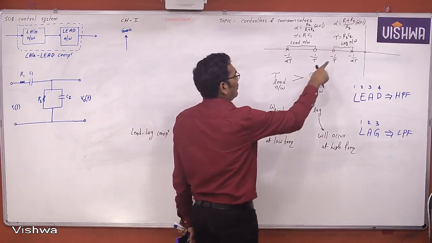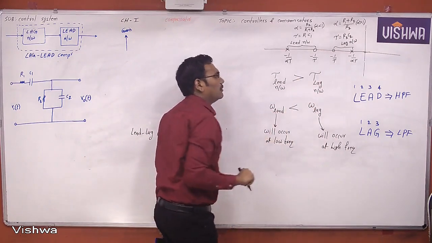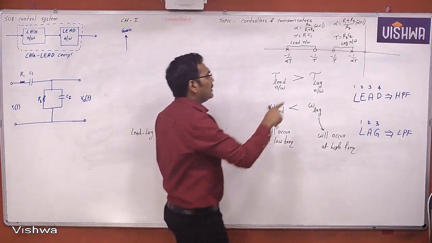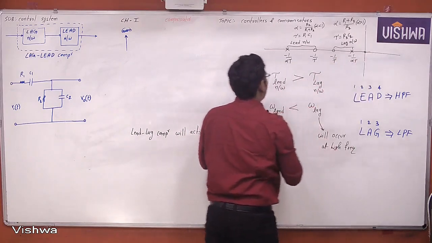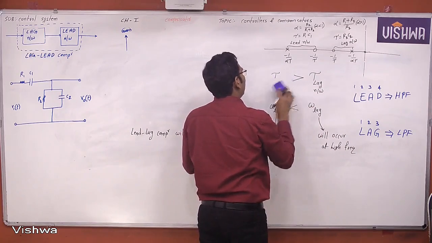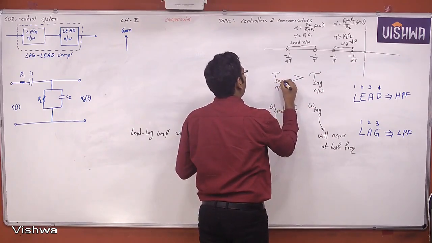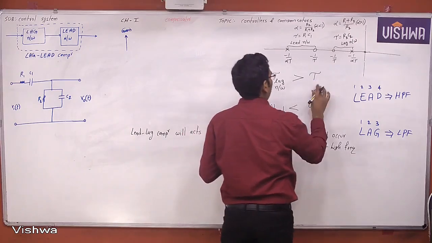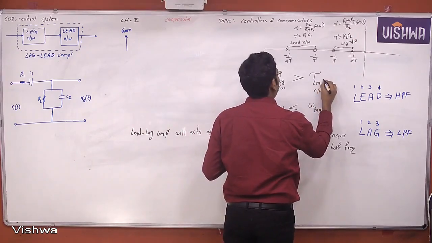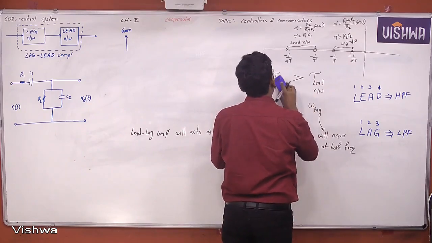Now see here, which network is nearer to the origin? This is the lag network. This network is nearer to the origin. Therefore, lag network is having highest time constant. The lead network will have least time constant.